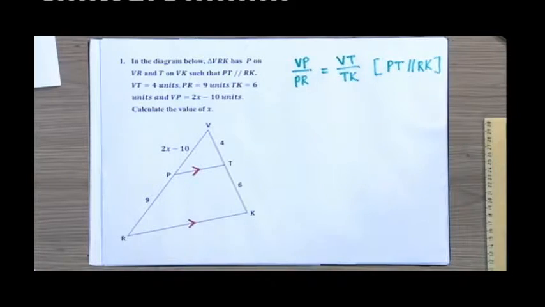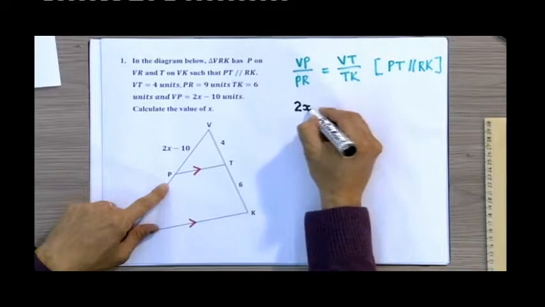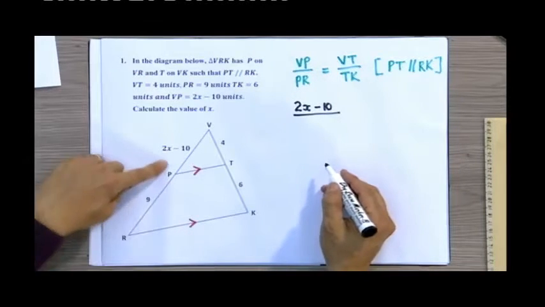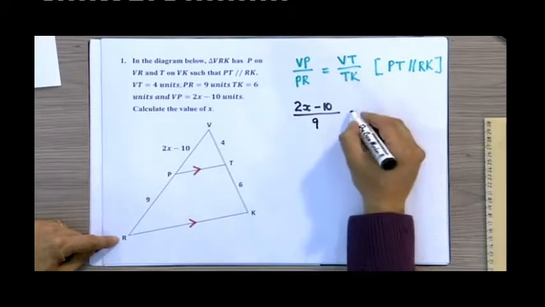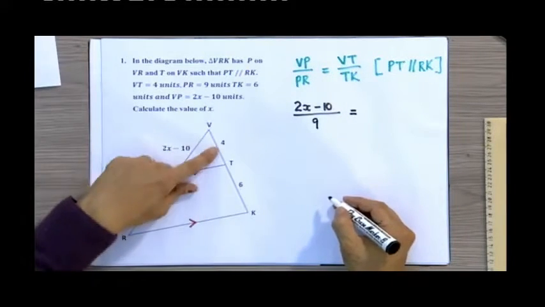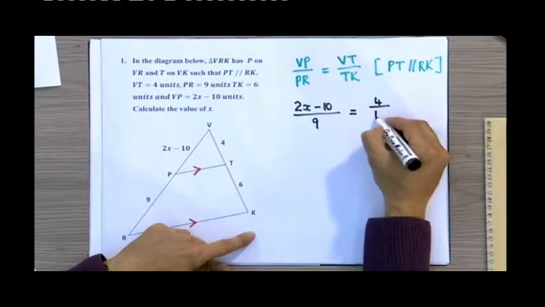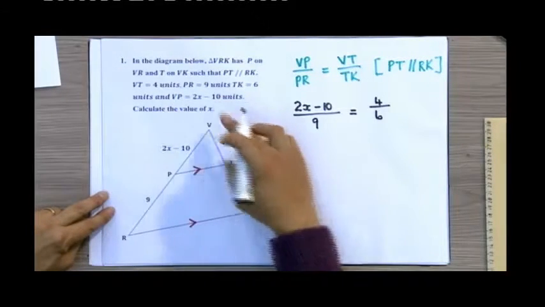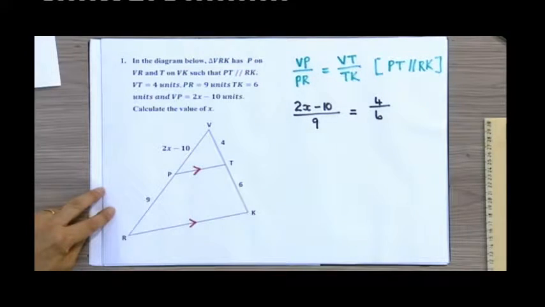Now let's just replace the unknowns with the values. So VP is 2x minus 10 over, what is PR? It is 9, equals, what is VT? It is 4. And what is TK? It is 6. So can you see, once you have the information and you write it in your sketch, it's easy to derive from here to your answer.